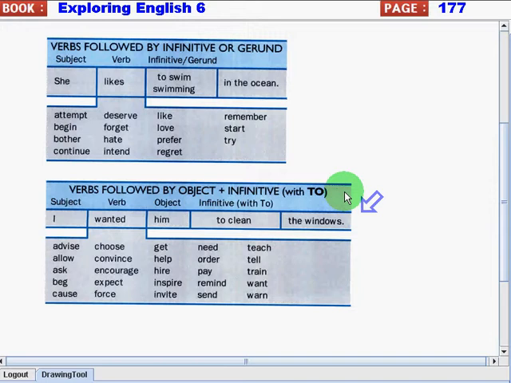Verbs followed by object plus infinitive with the word to. I wanted him to clean the windows.